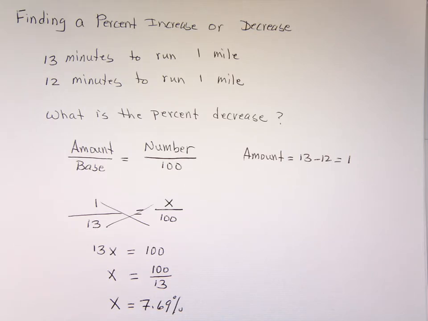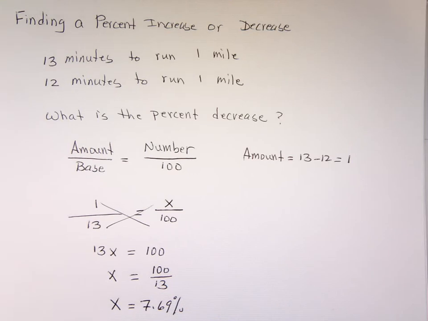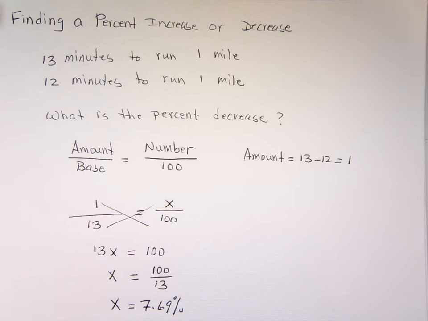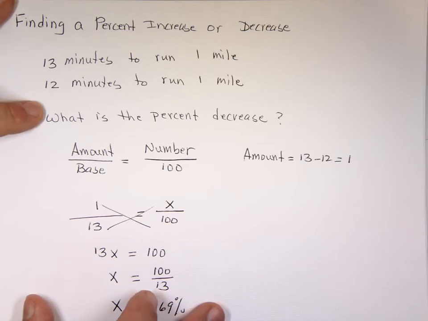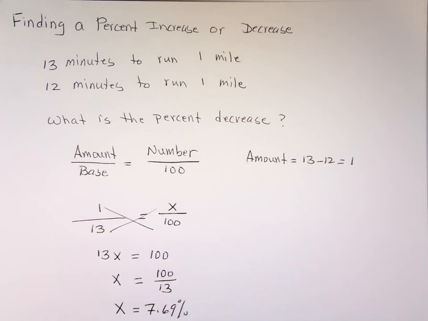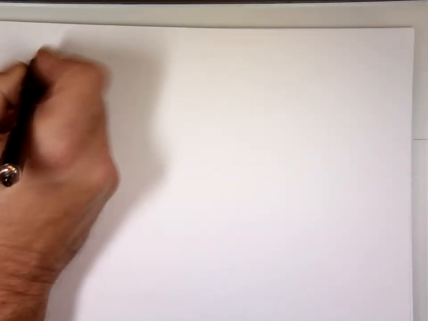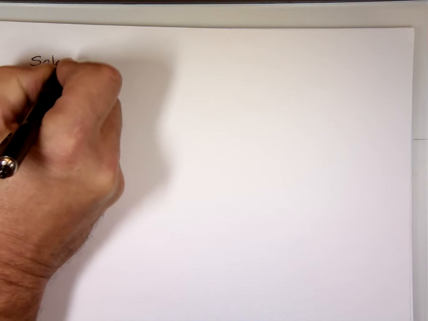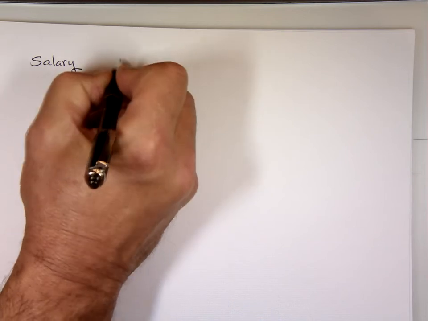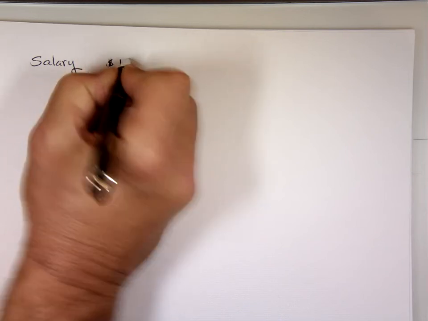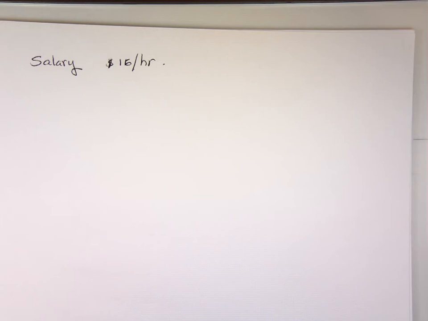Let me try another one. Maybe the next one with the percent increase. And I'll give you another example you can relate to. Let's say you are working and your salary, as of Friday when you get your paycheck, is, let's say, $16 per hour. That's your salary.